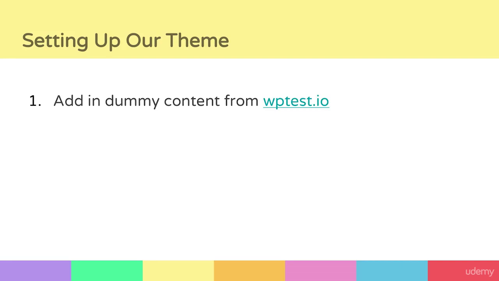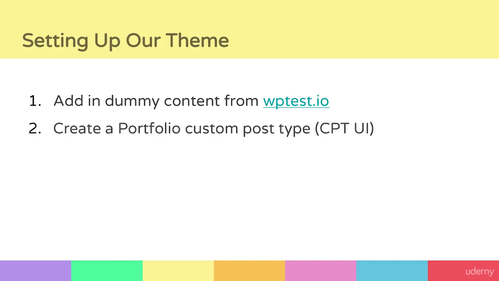You may have noticed that in the examples I was showing, I had a bunch of dummy content loaded on the site, and I'll show you where I got that and how to load it up, just so that when we start building out a bunch of different pages and posts and template files, we have some content there to look at. The other thing we're going to do is create a portfolio custom post type.